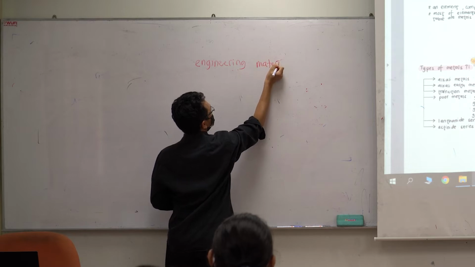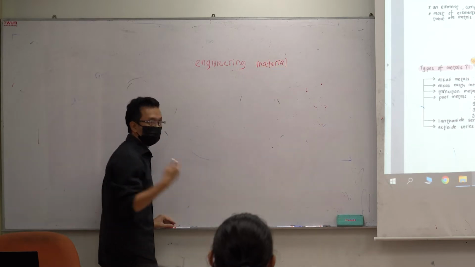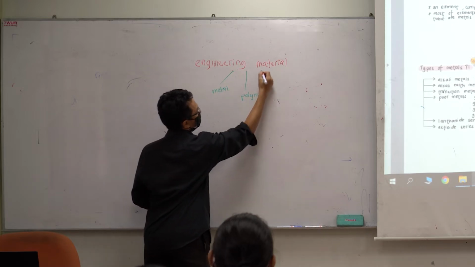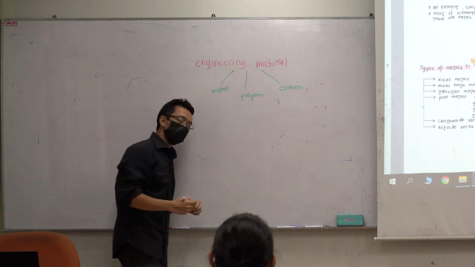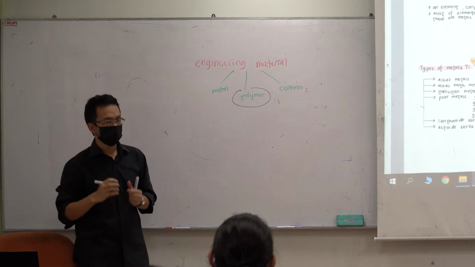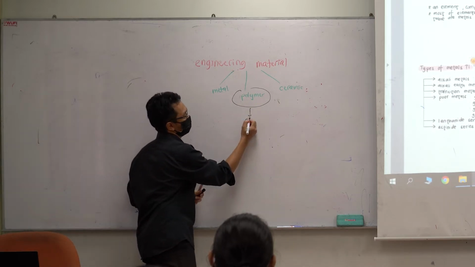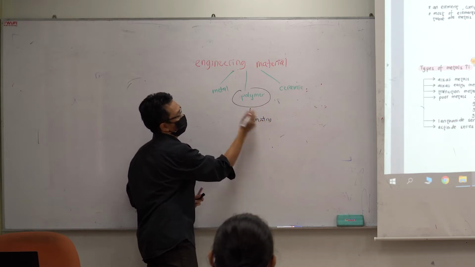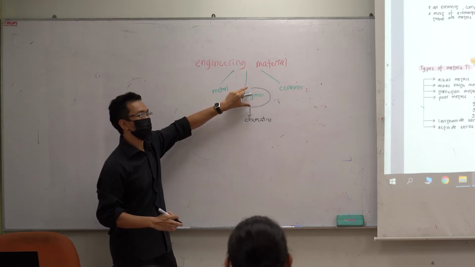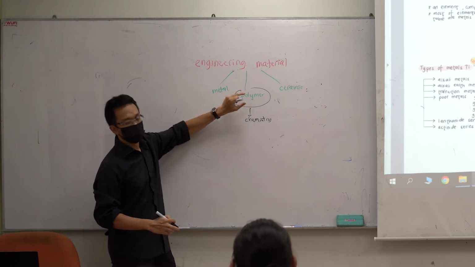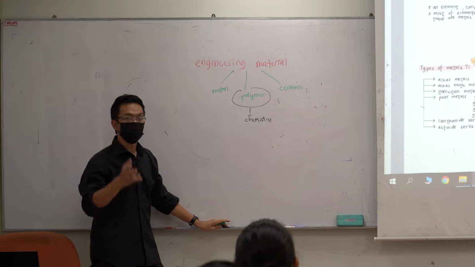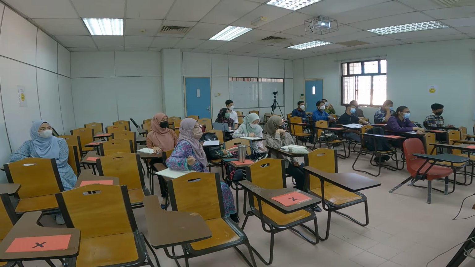Engineering material comprises 3 things. We focus on 3 things only, which are metal, polymer, and also ceramic. We will focus more on polymer, because polymer has a lot of things to do with chemistry. Although metal and ceramic also have chemistry by themselves, it is not as much as in the polymeric material. Okay, so without further ado, I will ask Amirul to give his presentation. Amirul, you can come forward.